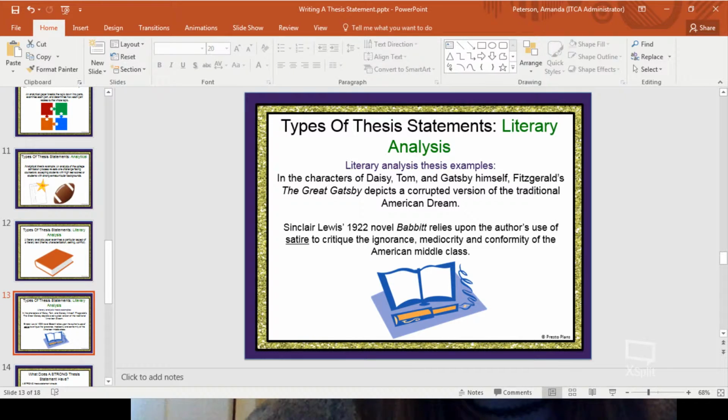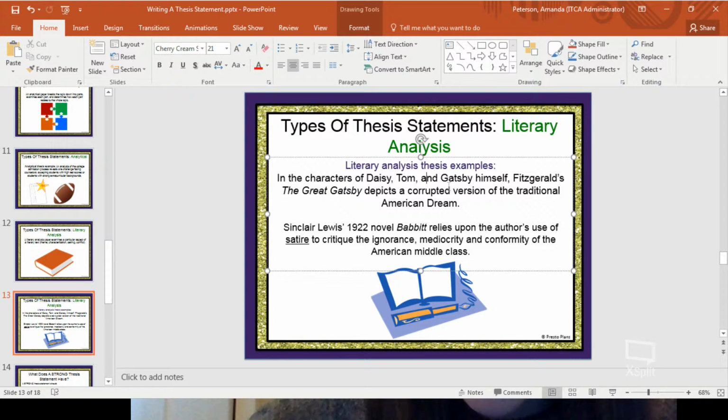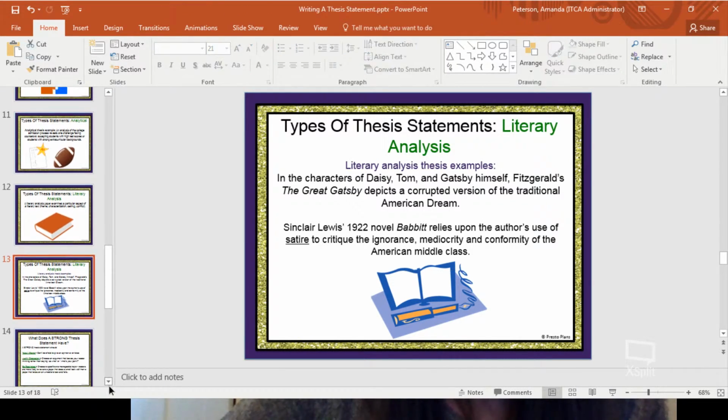Okay, so here's an example. In the characters of Daisy, Tom, and Gatsby himself, Fitzgerald's The Great Gatsby depicts a corrupted version of the traditional American dream. Look, it has 3 different parts. You're breaking down each character and analyzing it. Or Sinclair Lewis's 1922 novel Babbitt relies upon the author's use of satire to critique the ignorance, mediocrity, and conformity of the American middle class. Okay, you're breaking it down. And this is what you should be doing in your responses as well.